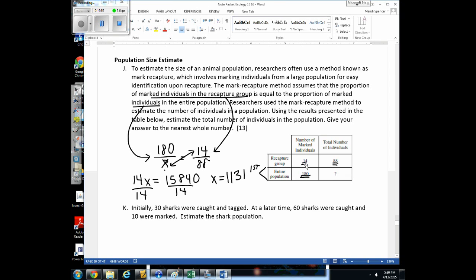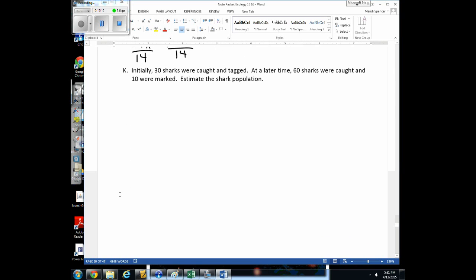Then you can simply set up that the proportion of the marked individuals in the recapture group is equal to the proportion of marked individuals in the entire population, and you're basically determining how many of those organisms are in that population. So that's the mark and recapture method.